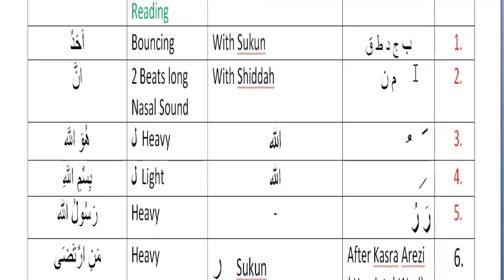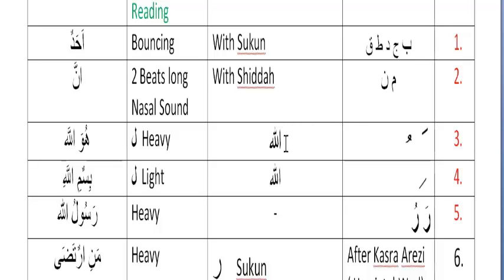Okay. Tasin, can you summarize these 2 rules? Well, if there's a ba, jim, dal, ta, one with sukoon, it makes a bouncing sound. And then if there's a meem or noon with the shiddah, it would be 2 beats long nasal sound. For example, anna. Very good.